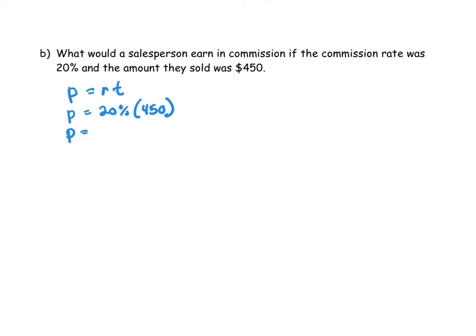Again, if we scoop the decimal this time, it is 0.2. Dividing 20 by 100 would give us 0.2 and times 450. So pause and use your calculator again. And the part, or the commission, is 90. So this would be $90.